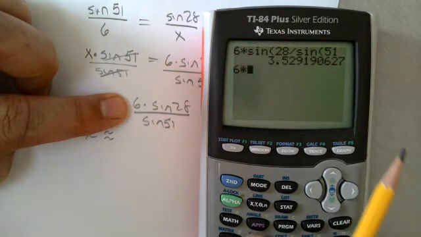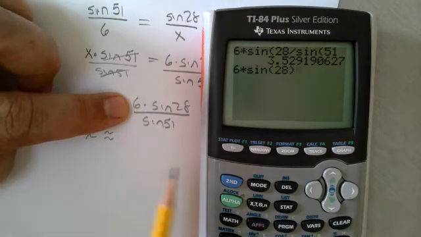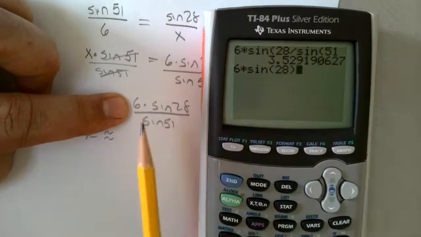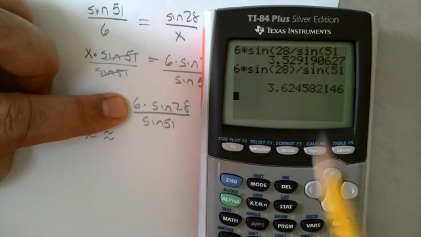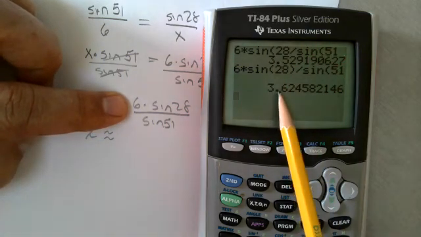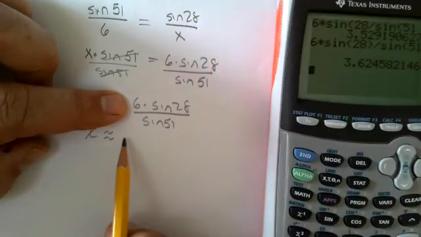What I really want to do is 6 times sine of 28, and I want to close that parentheses, ending the sine operation. I'm taking the sine of that 28 and then moving on to my next step, which is dividing by sine of 51. It's not a huge difference here, but it would be a big difference in other types of problems.